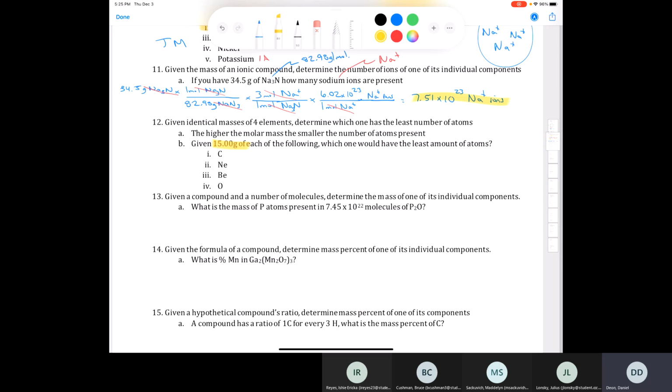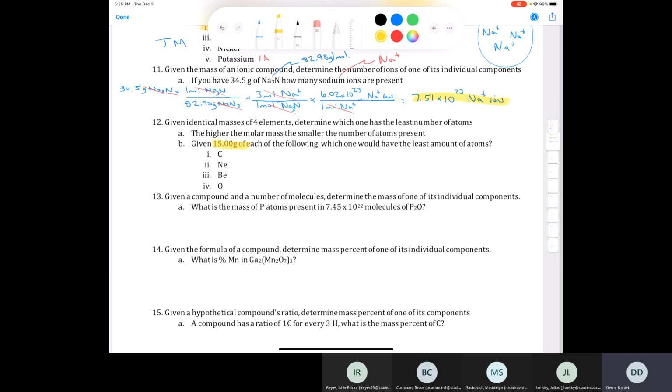let's say you had 100 kilograms of bowling balls versus 100 kilograms of ping pong balls. Well, they're both spheres, right? A bowling ball is a sphere and a ping pong ball is a sphere. But if I have 100 kilograms of bowling balls, I'm going to have a lot less bowling balls than I will have ping pong balls, right? That's the difference between the elements, is their masses. Okay? So if I have 15 grams only, which one would have the least amount of atoms? It's going to be the heaviest one.